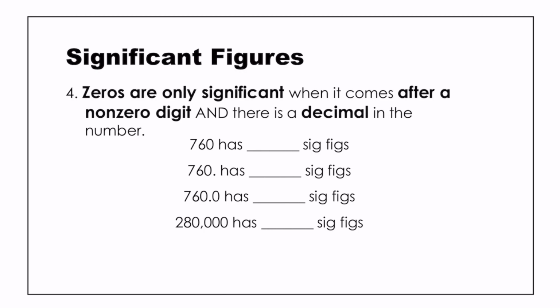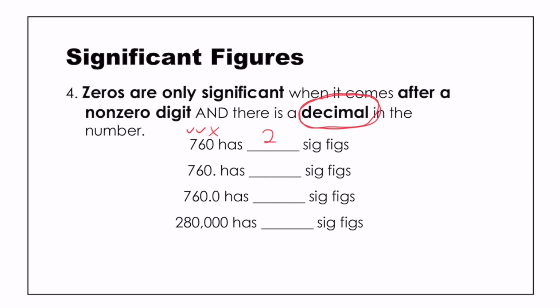So zeros that come after only count if there's a decimal in the number. And it doesn't matter where. It can be in the front, in the back, just anywhere in the number. If you see a decimal, then that 0 after a non-zero digit counts. So 7, 6 count. And then that 0, we're going to look for a decimal, and there's no decimal, so that one does not count. So this has 2 sig figs.